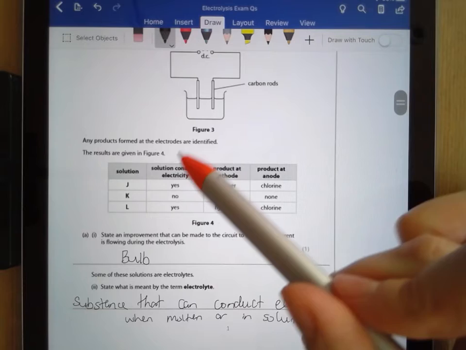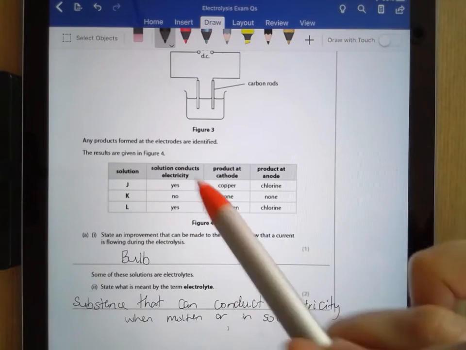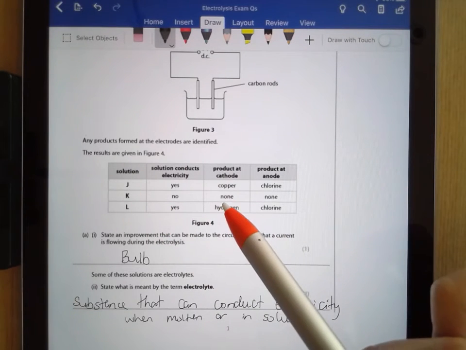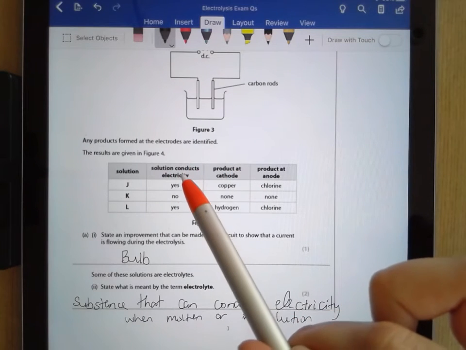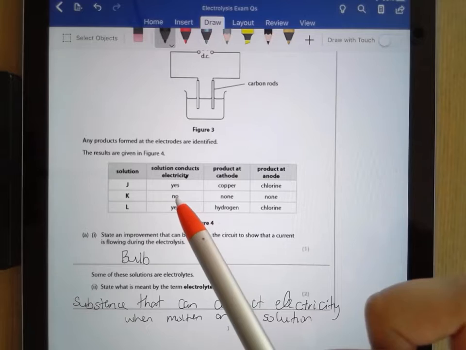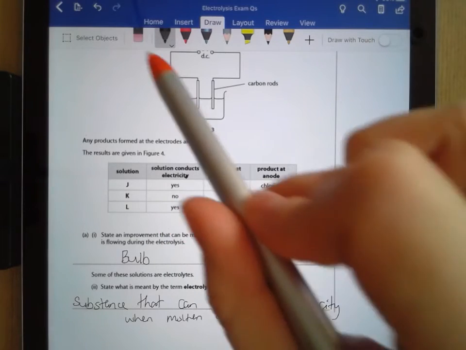So if you were to look at these solutions here in the box, and if they asked you which one is an electrolyte, you would say J is an electrolyte because when it's in solution, it conducts electricity. K is not an electrolyte. L is an electrolyte.